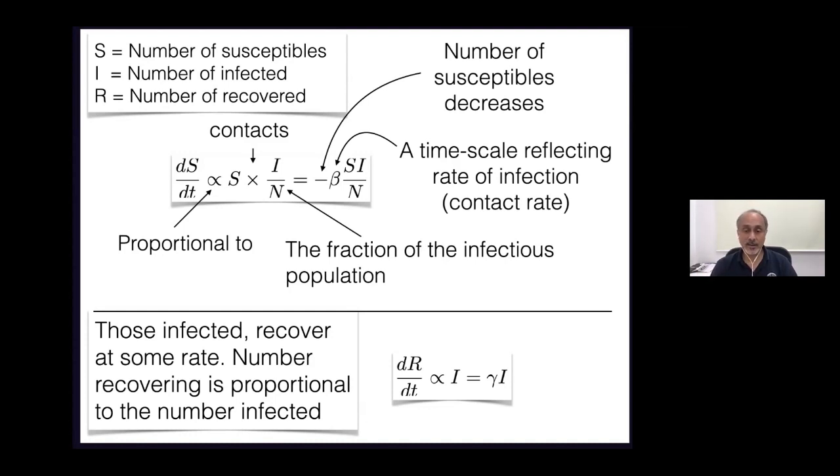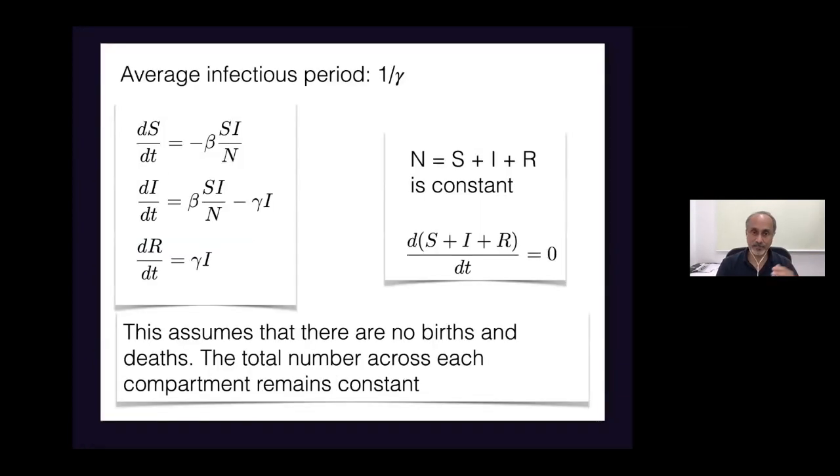The next part is, of course, the second arrow. That is, how do people go from being infected to being recovered? And that's simple. After a certain amount of time on average, you go from being infected to being recovered. You recover naturally across some time scale. There is a rate associated with that. And that equation is just dR by dt is proportional to I. It is just gamma times I. So the increase in the number of people who are recovered reflects the number of people who are currently in the infected compartment and about to leave it. Those infected recover at some rate. The number recovering is proportional to the number that are infected.